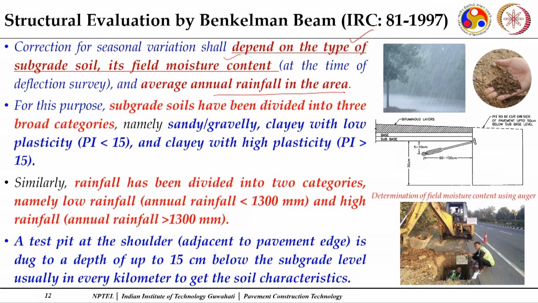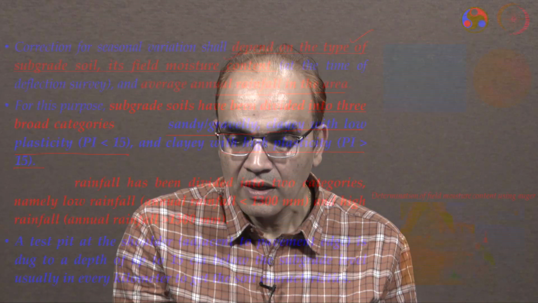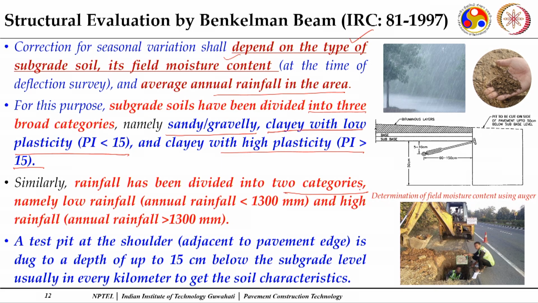So, these are the 3 parameters which are required. For the seasonal correction, usually the soils are divided into 3 categories. The first is sandy and gravelly soil. Second is clay with low plasticity, that is plasticity index less than 15, and third is clay with high plasticity, that is plasticity index more than 15. So, we divide the subgrade soil in that particular section into these 3 broad categories, and then we look at the rainfall in that region.